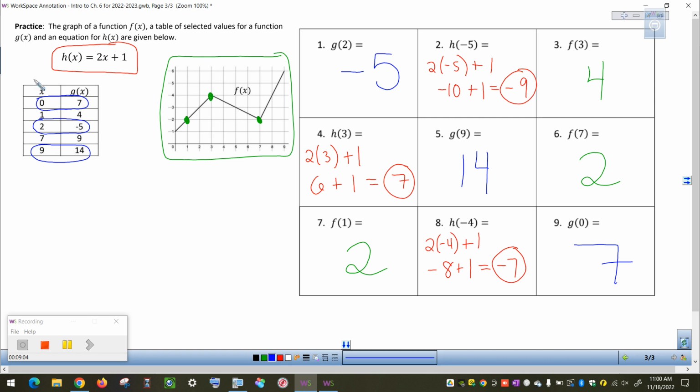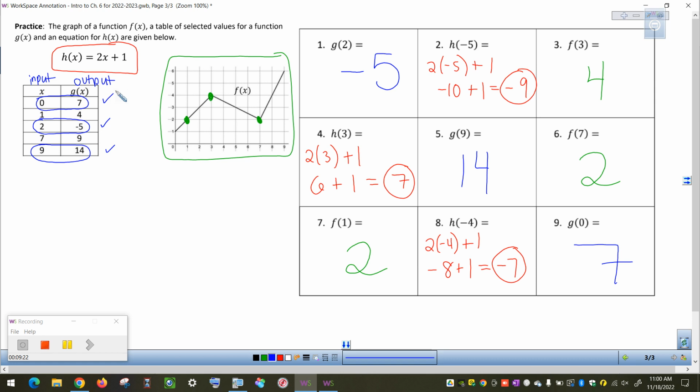So the input is always the x value, that's the first column of our table, and then the output is the corresponding y value, the number in the second column from our table. So that's how we got the -5 from this point. When x is 9, we got 14, and when x is 0, we got 7. So that takes care of those blue questions that are all utilizing the table.